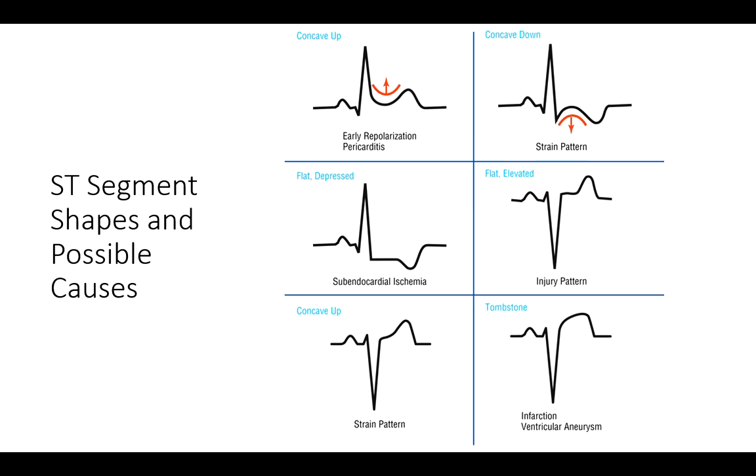Okay, what might happen in some of these examples? ST segment shapes and possible causes. If we had, for instance, this early repolarization that occurs, whereas we're on our Q, R, and our S waveform, before it crosses the isoelectric line, we have this early beginning of the T wave. This could just be early repolarization. Maybe nothing. But it could also be pericarditis, and we might look at that along with the PR segment. We'll talk about that in a moment.